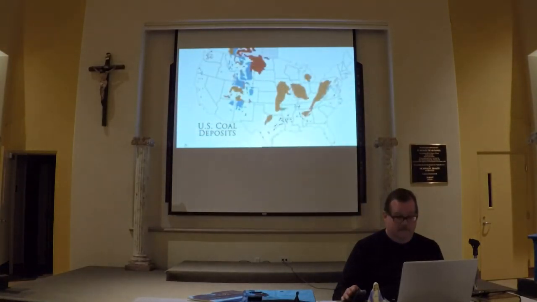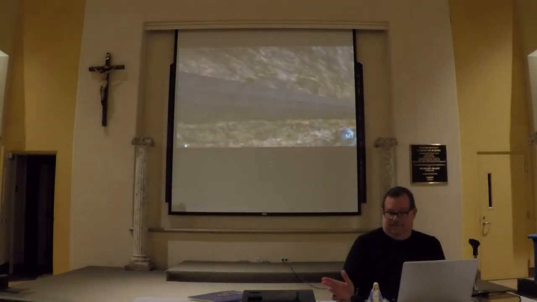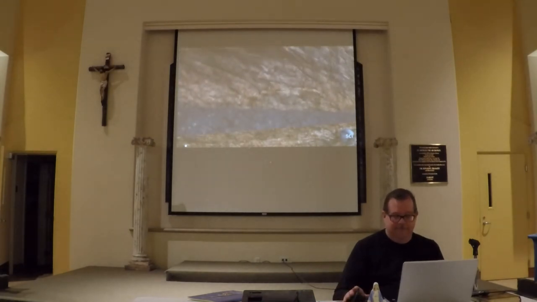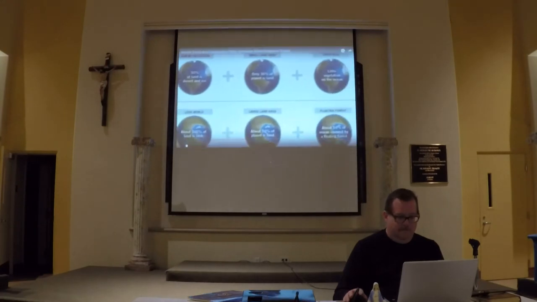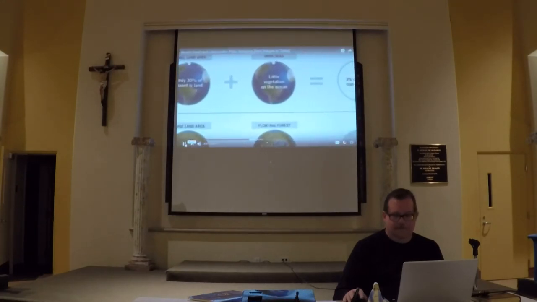Where did it all come from? While we know that coal is formed by dead plant material being sandwiched between sediment layers, we only have enough vegetation on the Earth's surface today to produce just a fraction of the existing coal reserves.